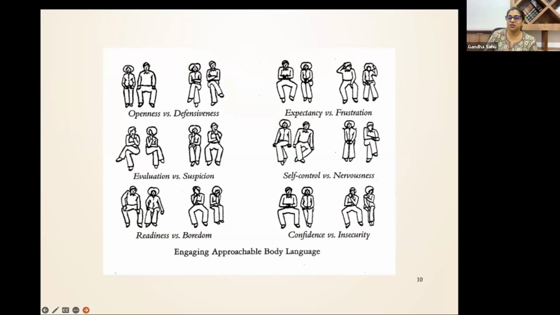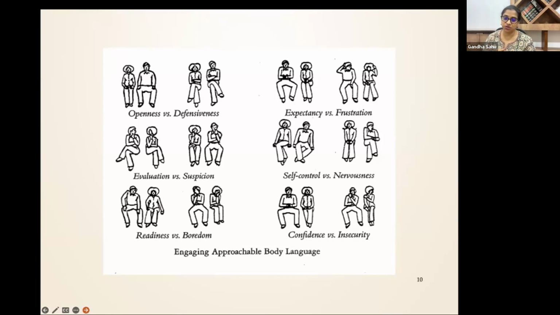Then there is expectancy and there's frustration. If you keep on fidgeting with your phone, with your book, playing with your pen, it shows that you are fidgety. You are not really present, not really interested, not really engaged. Whereas if you are calm, and your expressions change with the story that the person is telling you, it shows that you are engaged.